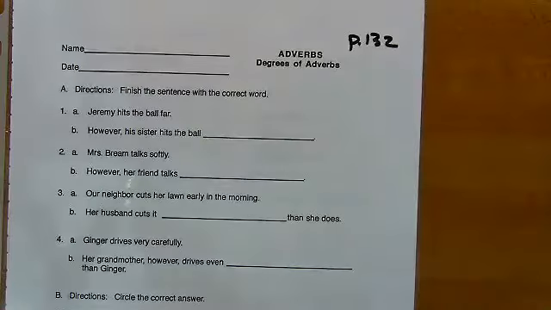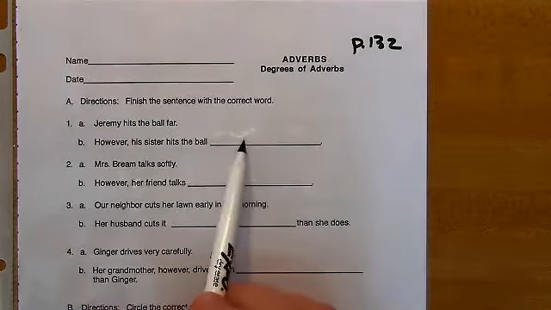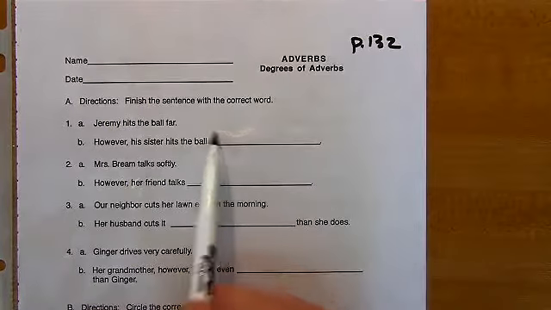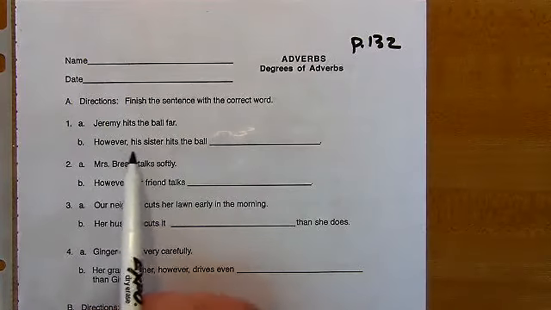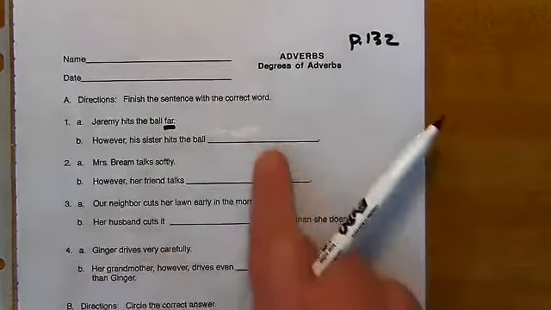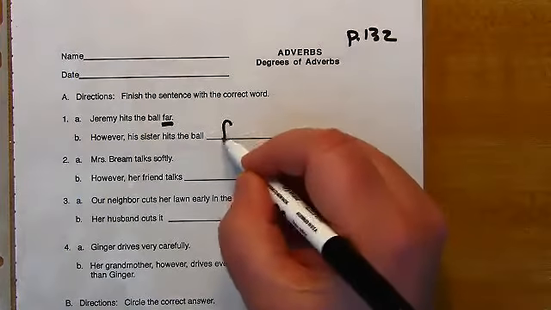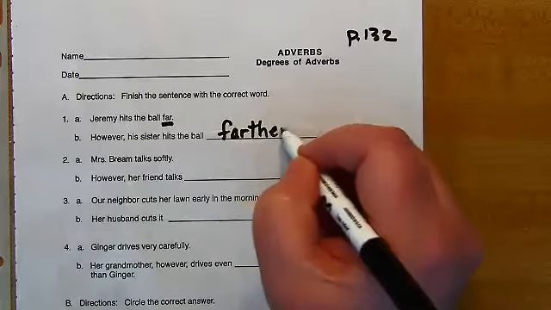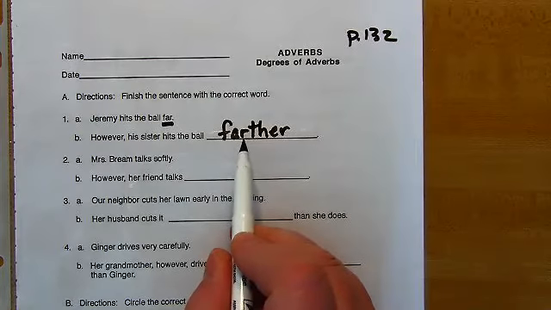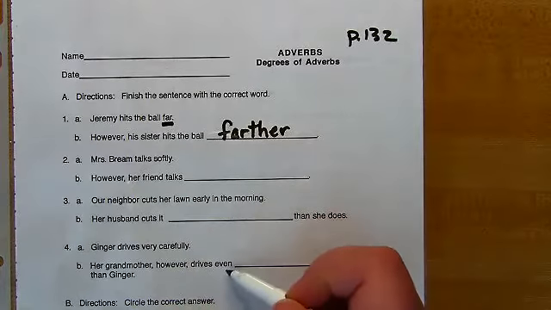So your job today is going to be to complete page 132 in your workbook, on your worksheets that you have at home. So finish the sentence with the correct word. You're just going to tell me what form of the word you're going to put in this blank. Jeremy hits the ball far. However, his sister hits the ball. So we're going to change this and make it comparing these two people. So you're going to write that next word here. Should I give you an example? Okay, I will. So she hits the ball farther. Make sure you get the R in here. Okay, so you're going to finish these three other blanks.